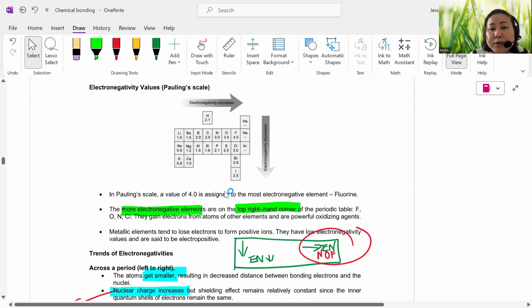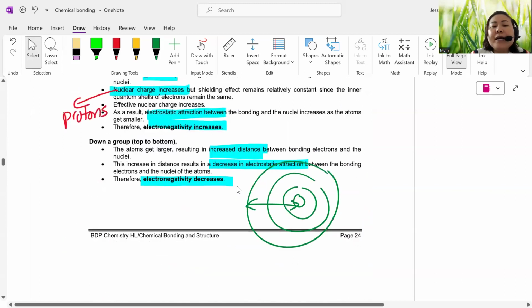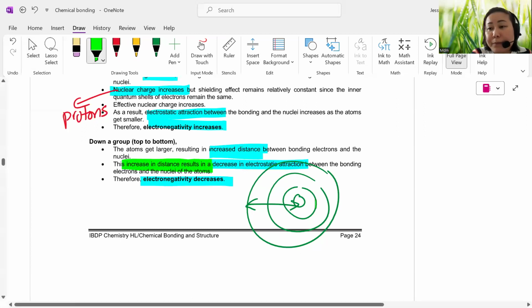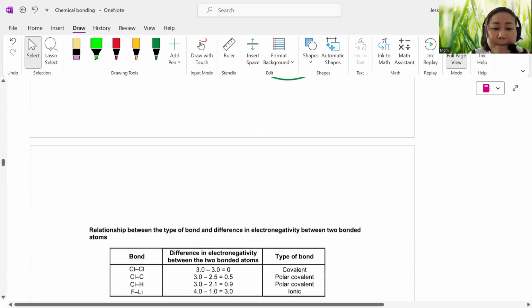Moving down the group from fluorine, chlorine, bromine, iodine, you will find that very obviously, there is an increase in number of energy levels. So with the increase in energy levels, it actually results in an increased distance between the nucleus and the bonding electrons, or your valence electrons. And that increased distance will result in a decrease in attraction for the shared pair of electrons. And hence, down the group, electronegativity, or the attraction for the shared pair of electrons, decreases.